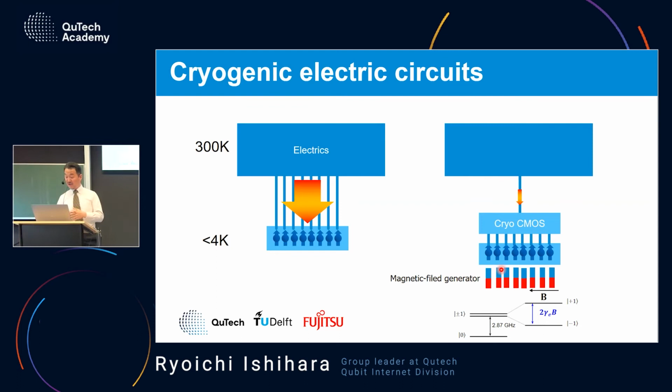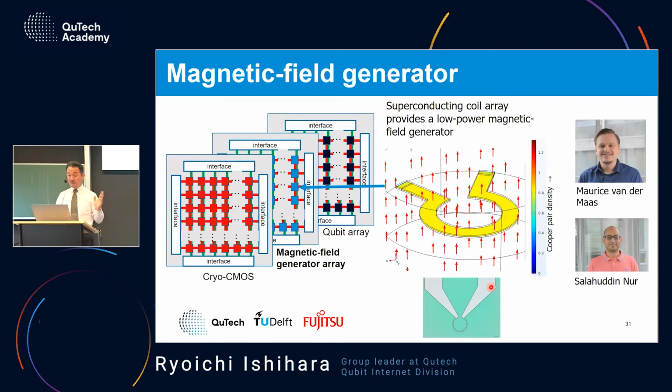For a qubit in diamond, you need a magnetic field generator that controls the splitting between two states. Thereby, you can individually address qubits with different frequencies. So, Maurice and Sarah are working on making a magnetic field generator array between the qubit array and the CryoCMOS chip, which is made by Fabio, Sebastian and Masud's group. And we are making a superconducting coil for each qubit to control the magnetic field.